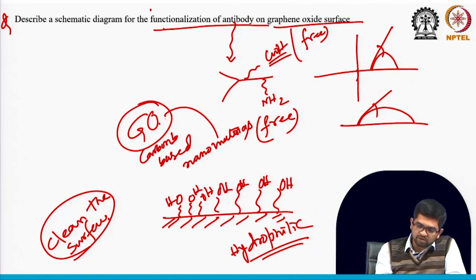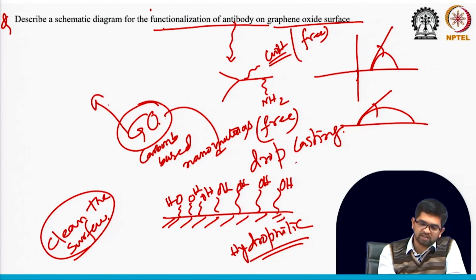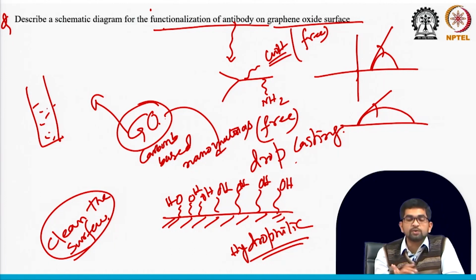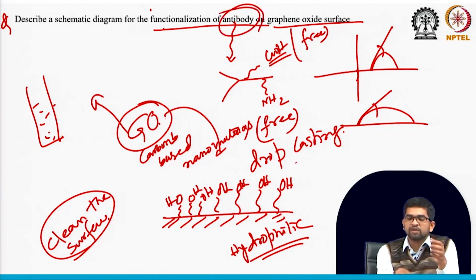Now you just drop cast your graphene oxide on this electrode surface. Drop casting means you prepare some graphene oxide in a test tube and disperse it in DI water. Then you drop it on the sensor surface and wait for it to dry. Once it is dry, you can use it for antibody immobilization.